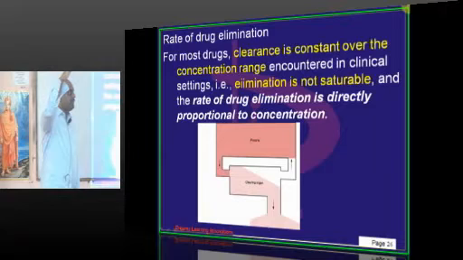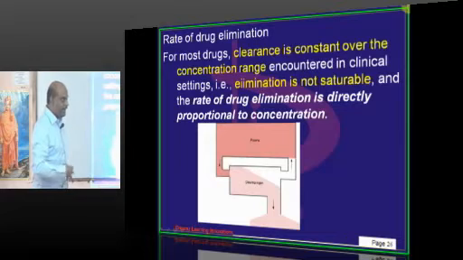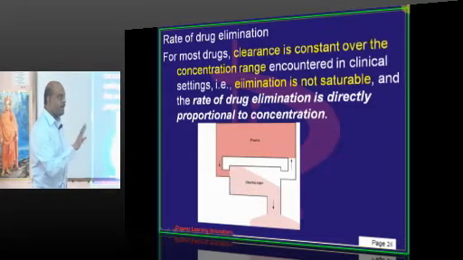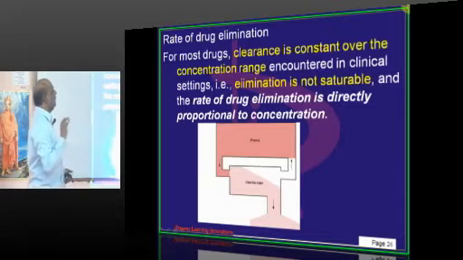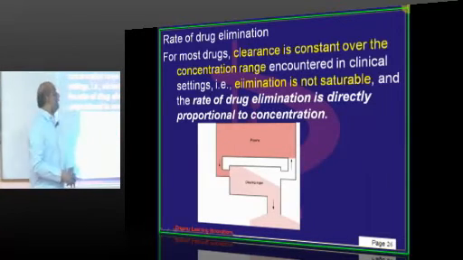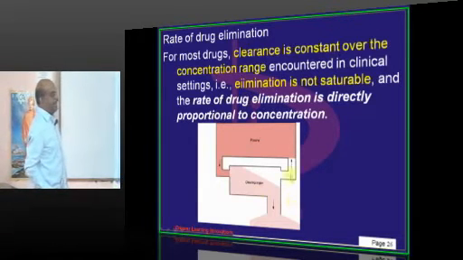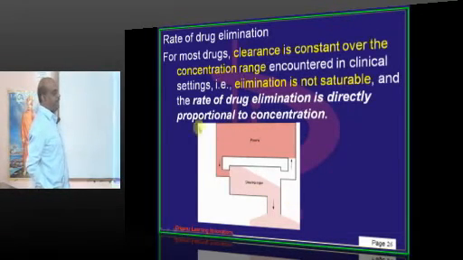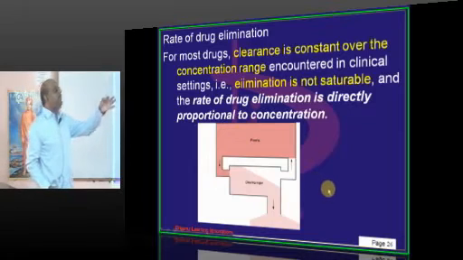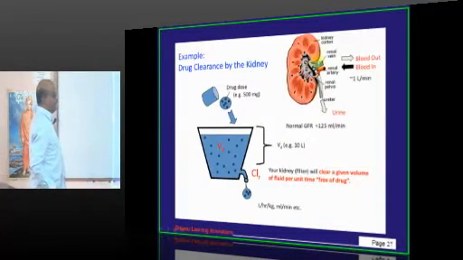If it is a higher concentration, it takes a little longer for it to be eliminated. So it is not dependent on the liver or kidney, and it is not dependent on the enzymes in the liver or in the kidney. So what is the important rule? In most general circumstances, clearance is constant over a concentration range, elimination is not saturable, and the rate of elimination is only directly proportional to concentration. That is what you need to remember.